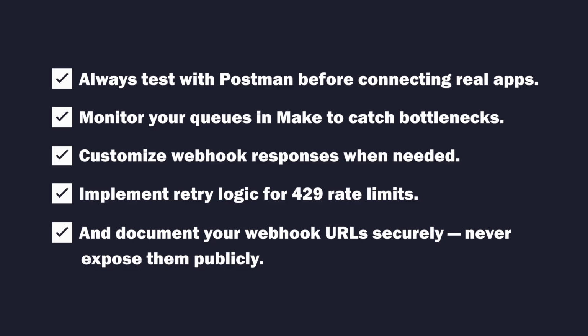Before you go live, here's a quick production checklist. Always test with Postman before connecting real apps. Monitor your queues in Make to catch bottlenecks. Customize webhook responses when needed. Implement retry logic for 429 rate limits. And document your webhook URLs securely, never expose them publicly.